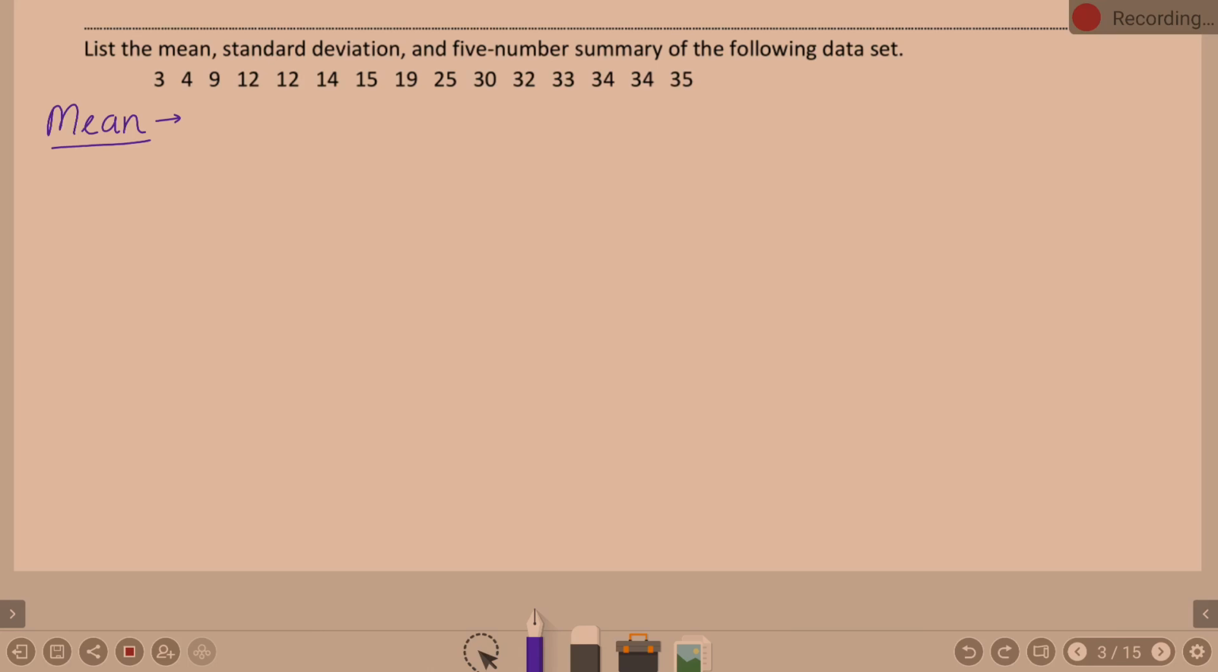Mean. I'm not going to write anything out. I'm just going to wait for you guys to tell me the numbers. 311. She's ahead of me. 311 divided by 15, and it's like 20.73 repeating. Okay.